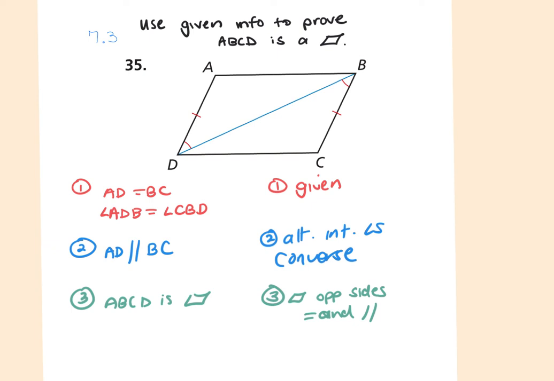Why is it alternate interior? How do you use alternate interior angles? So these are the lines I'm trying to prove parallel. This is my transversal, and it gave me that one was congruent to that one. So if those two are congruent, then these two are parallel because of the alternate interior angles converse, which says if alternate interior angles are congruent, then the lines are parallel.